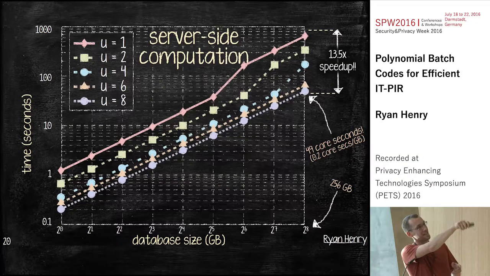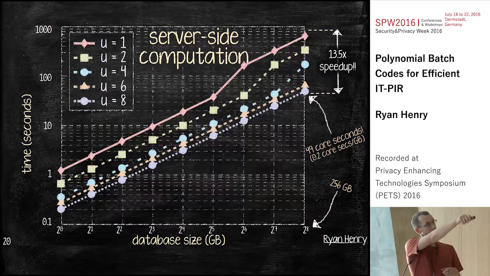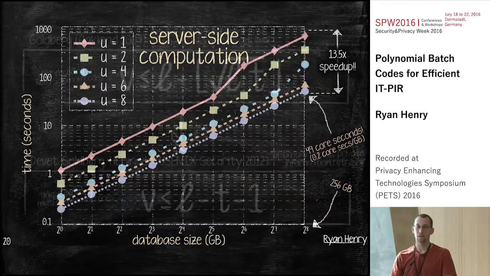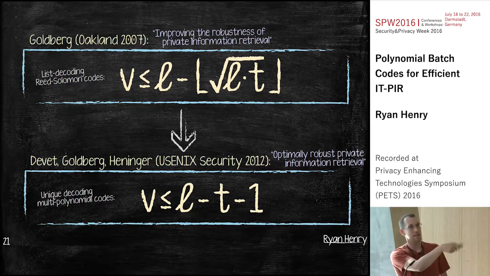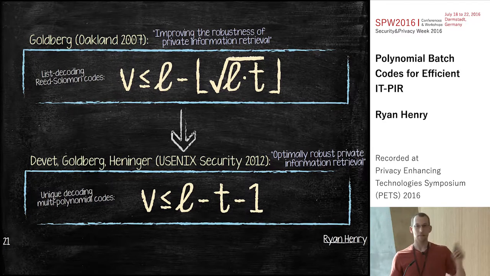So in this case, everything fits in RAM, but here everything doesn't fit in RAM, and you end up getting some latency because of that. So things are quite a bit faster. The upshot of this is that it takes about 0.2 core seconds per gigabyte to process this database. If you have 16 cores, divide that number by 16. Things are quite fast. Okay, so I kept saying, don't worry about the trade-off, don't worry about the trade-off. Right now, I'll briefly touch on what the trade-off is.